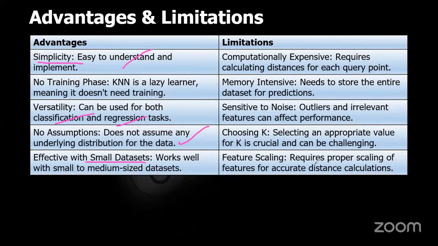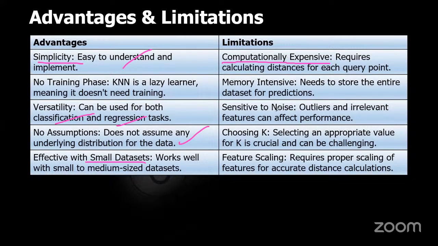What if I have large data sets? Then it is a limitation for us. The reason is, as KNN works on the logic of distance, if you are working on large data sets, it becomes computationally expensive. A lot of calculations have to be done.